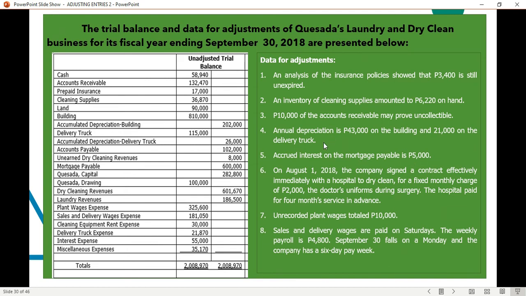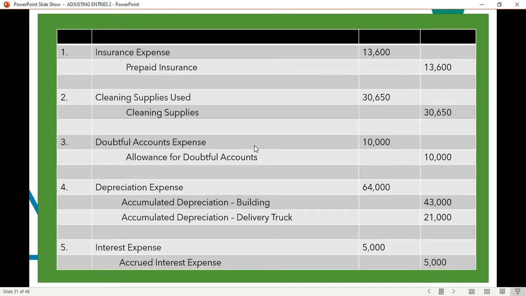Okay, and then next, annual depreciation is 43,000 on the building and 20,000 on the delivery truck. So you already have the existing account titles, and whatever the existing ones are will be the ones we use in preparing the journal entry. So for number 4, we debit depreciation expense, a total of 64,000. Then we credit accumulated depreciation building 43,000 and accumulated depreciation delivery truck 21,000.